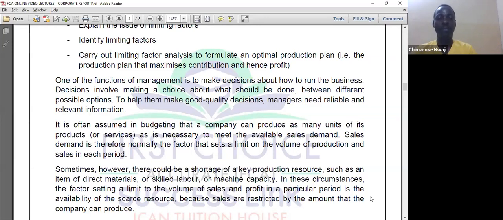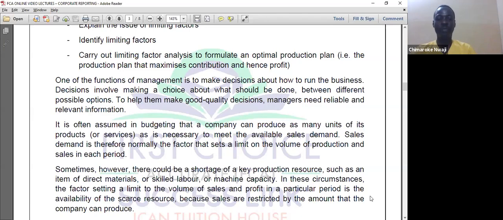Let's look at materials. If you can't get the materials in the quantity that will satisfy your customers, that means you are limited by way of materials. Let's look at labor. If after getting all your supplies you cannot find appropriate labor that will meet the supplies, then you are limited. So when you are short of this key production resource, then you say that you have limiting factors of production.